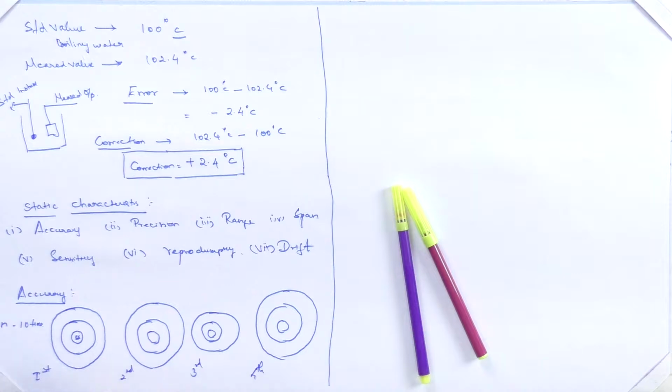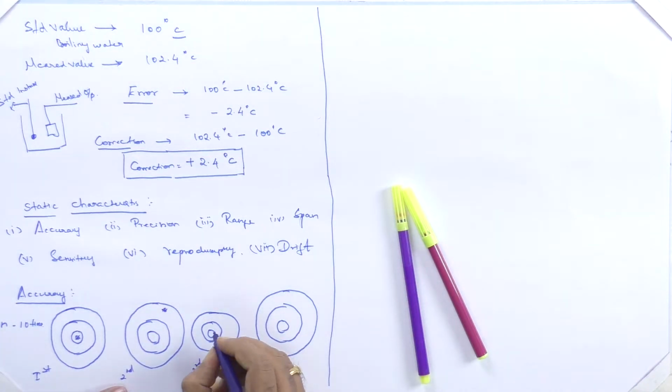Okay, the first person hits like this. He hits exactly at the center, perfectly matching the center point. Okay, he is hitting it. The next person hits it something like this.